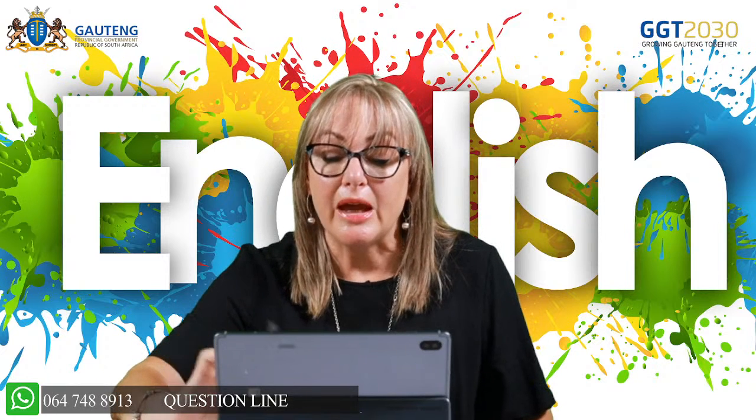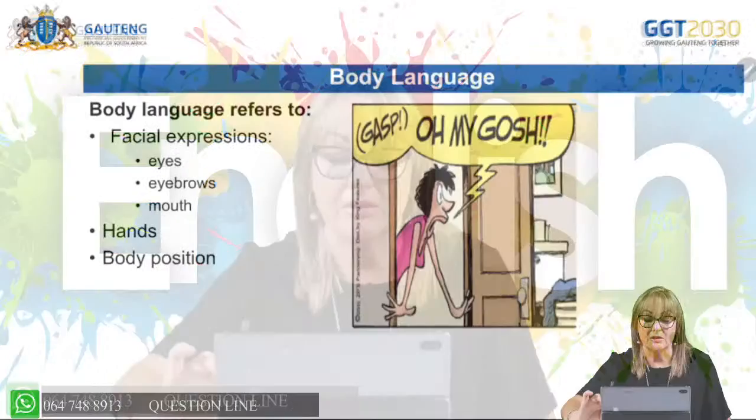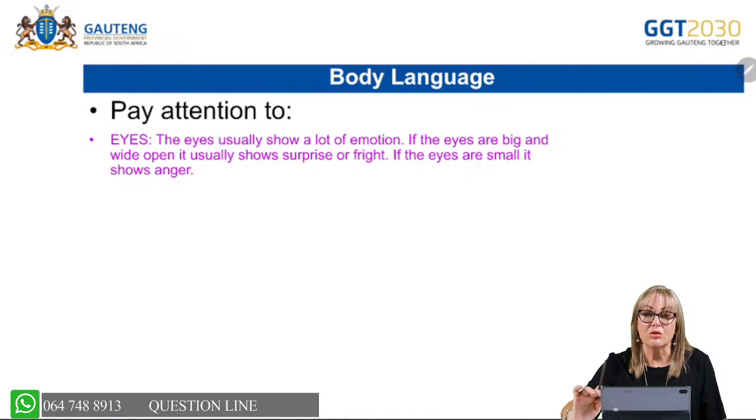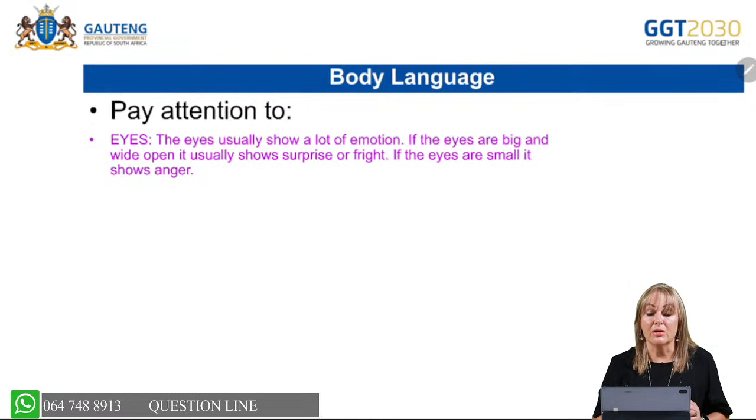There we go. The hands, you must look at the hands and the position of the body. So if you look at her body, she's definitely leaning forward. It appears as if she's entering the room. So what she is seeing is shocking her. That's why her words also say, oh my gosh. Pay attention to the eyes. The eyes usually show a lot of emotion. If the eyes are wide and big open, it usually shows surprise or fright. If they're small, then they portray anger.